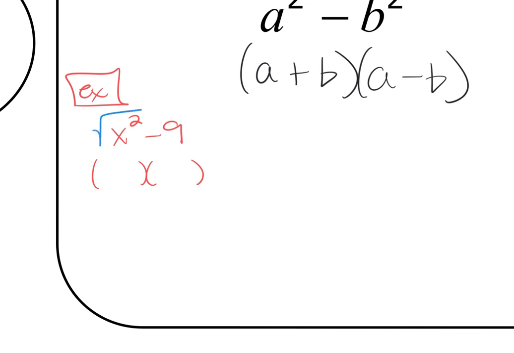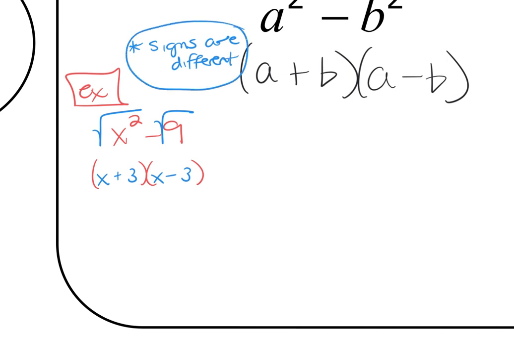We take the square root of x squared. What's the square root of x squared? Okay, that goes in the first space. Then I take the square root of 9. Square root of 9 is? And my signs have to be different. And so I'm going to just make a little note of that. Signs are different. 1 positive, 1 negative. You could go negative first, then positive. Do you guys remember doing factoring like that? Difference of 2 squares. We've seen that quite a few times.